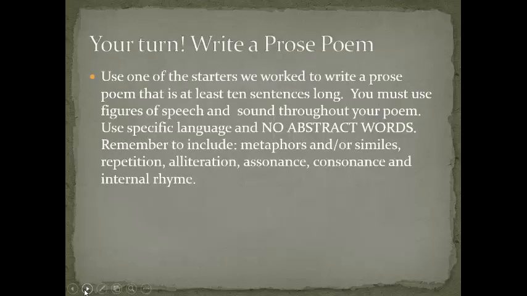All right, so those are your two attempts. I'd like you to try those two, and then use one of the starters that you did to write your own prose poem that's at least 10 sentences long. You must use figures of speech and sound throughout your poem. Use specific language. Don't just say bird, say red-tailed hawk. And do not use any abstract words like happy, sad, envious, beautiful. Use images instead, and remember to include metaphors or similes, repetition, alliteration, assonance, consonance, and internal rhyme. Pack that all into your tiny little prose poem.